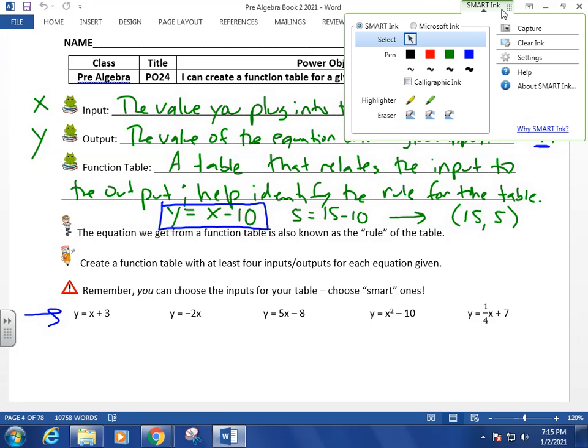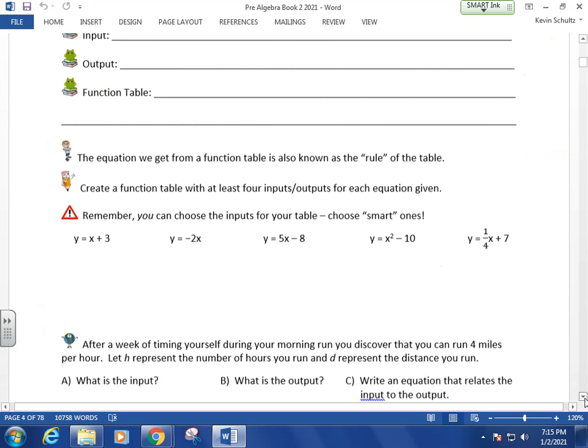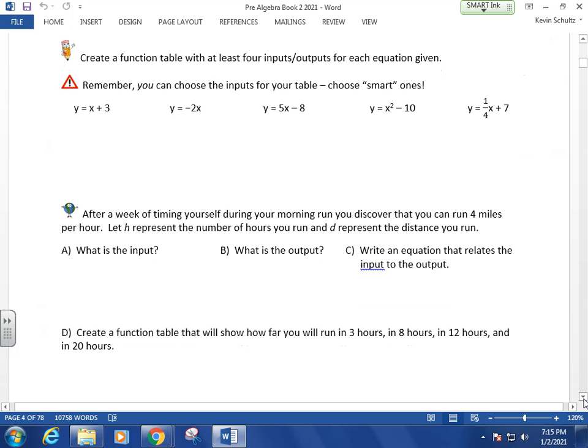All right, let's practice here. The directions say, create a function table with at least 4 outputs for each equation given. So what we're going to do here, our rule is y equals x plus 3. And what that means is that for every value that we plug in for x, we're going to add 3 to it to get the output, which is the y. So we're going to make an xy table. You may have seen them look like this. Okay, xy table. And we're just going to pick values for x to plug into it.